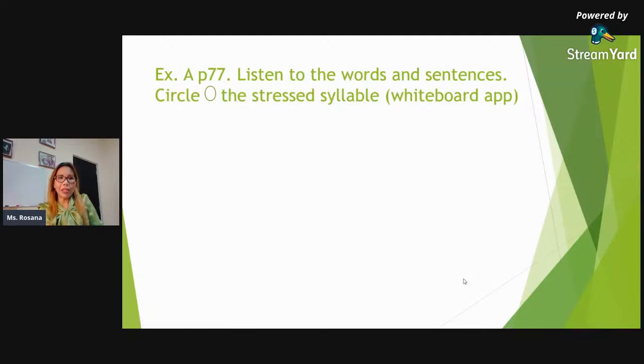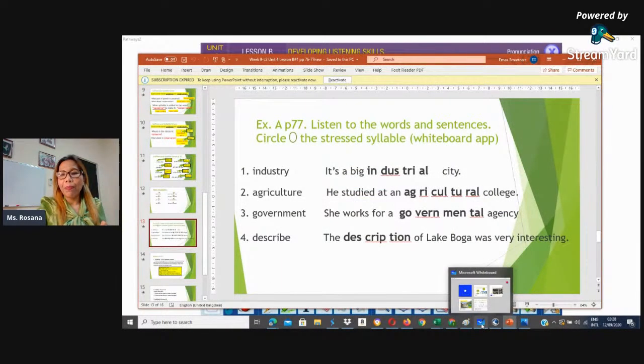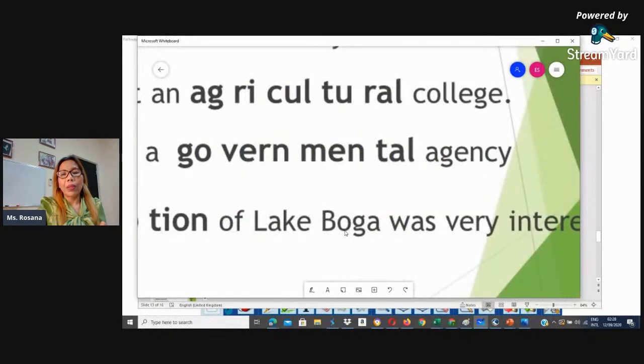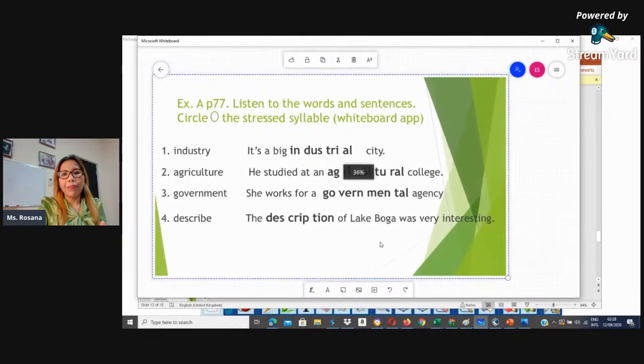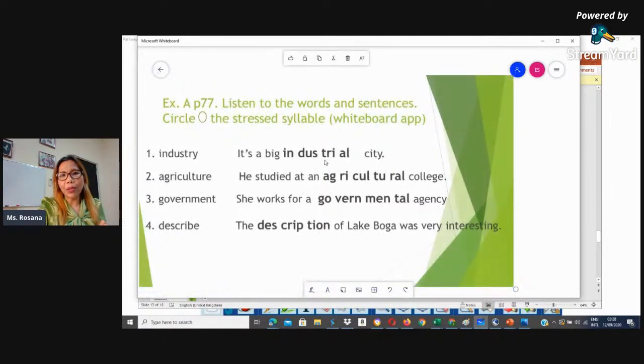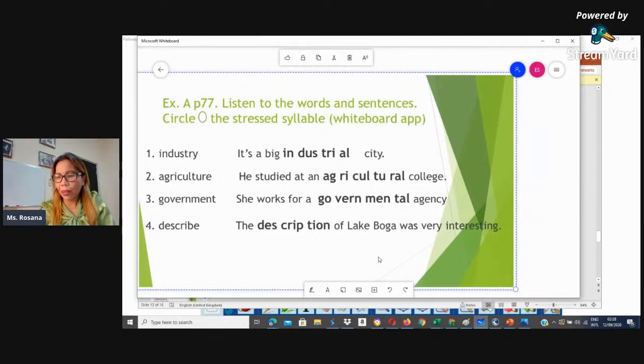All right, now this is on page 77 of your book. Listen to the words and sentences and then circle the stressed syllable. Now this will be done on the whiteboard app. Okay, I'm going to open this on the whiteboard app, and while you listen, you circle the stressed syllable. There are words here which are highlighted or in bold, 1, 2, 3, and 4. Wherever the stress is, you've got to circle. Okay, listen.